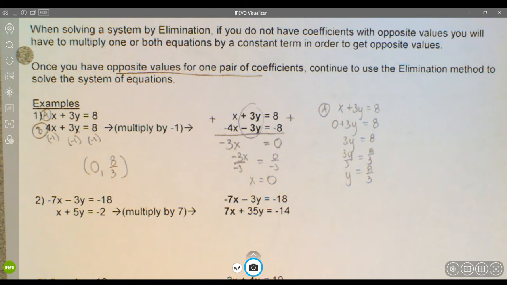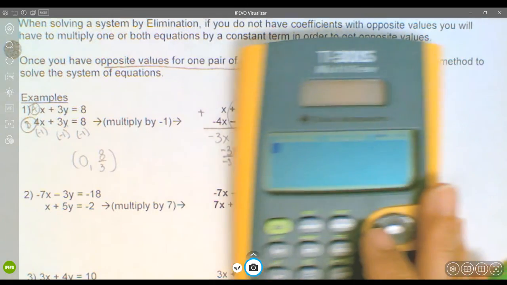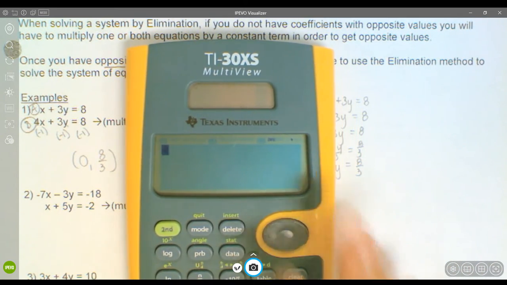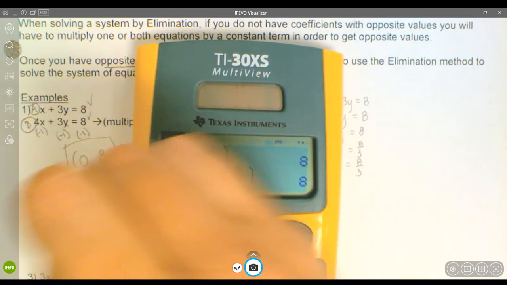I'm not sure. So I'm going to get my trusty TI calculator, and the TI calculator will help me find my answers. Yes, I'm going to have to cover up the work for a second. So I have 0 plus 3 times 8/3. I should get 8, and I do. Okay, so let's look at the next one. 4 times 0 plus 3 times 8/3. And I get 8 there, so guess what? That's my right answer.